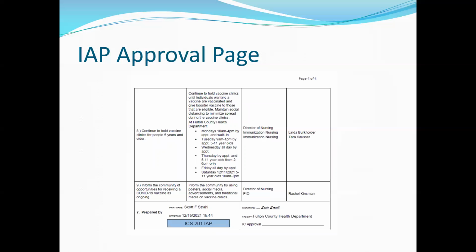The incident action plan has an approval page. This approval page is for the incident commander to sign and approve so it can be disseminated to staff and partners. In addition, I do want to mention that we have an AAR improvement plan that was completed for our response from March 2020 to March of 2022. I have a hard copy at my desk for anyone that might want to take a look at it. Feel free to come and get it and read it.